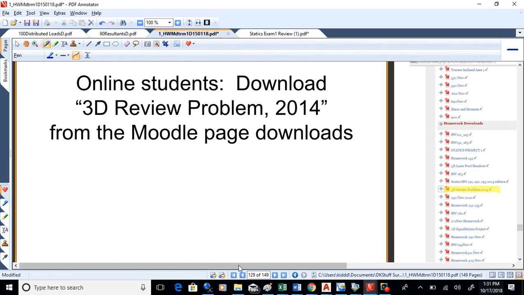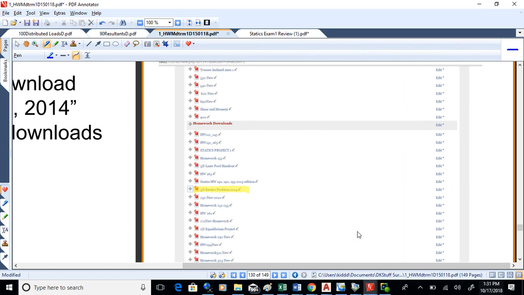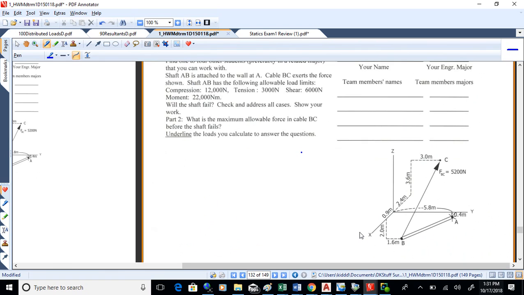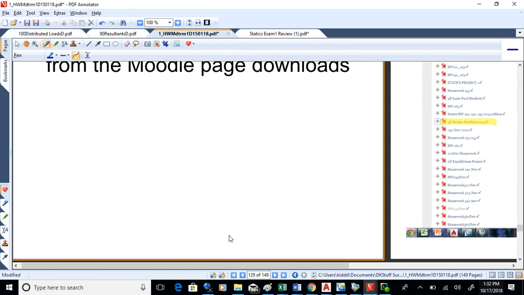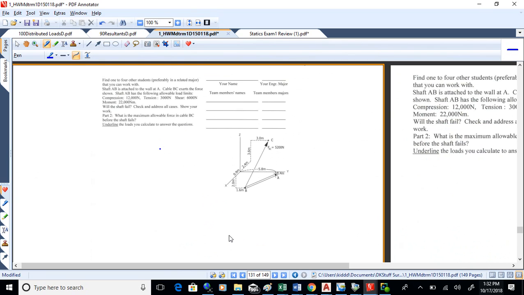So why don't we start in on this, and why don't you find a couple people you could work with? It's nice if they're in your major, but they may not be. Whatever, just find some people you can interact with and help each other through this. So what we got here. All right, and just introduce yourselves. Get the names down.